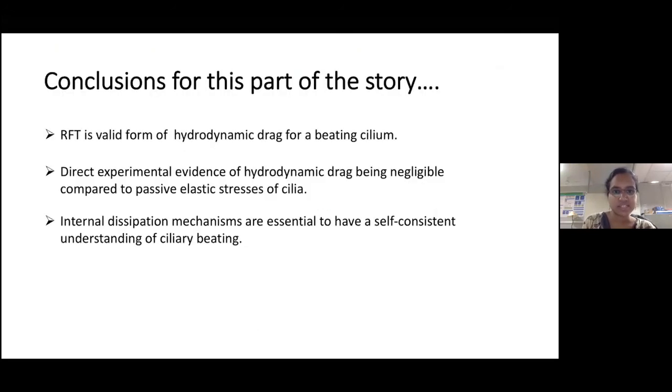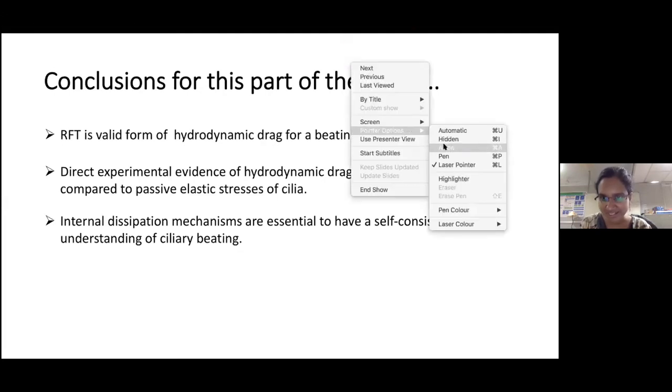So with this, I will conclude this part of the story. We have shown that the RFT is a valid form of hydrodynamic drag for a beating cilium. This is a direct experimental evidence of hydrodynamic drag being negligible compared to passive stresses, and internal dissipation mechanisms are essential to have a self-consistent picture of ciliary beating. So I'll stop here and take questions before I go to the next part of the talk, if there are any questions.